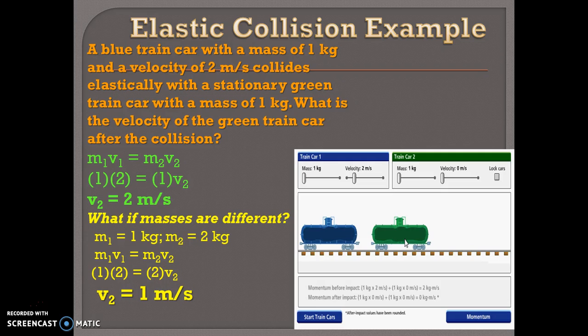Again, recap, when this object is twice as big and the momentum from the smaller object is transferred to it, it's going to move away half as fast.